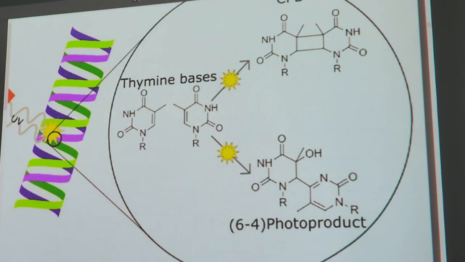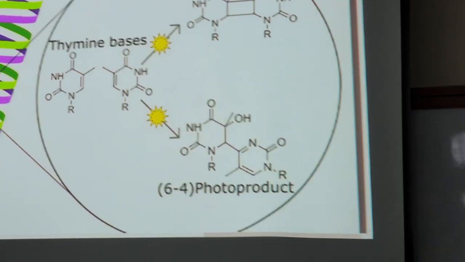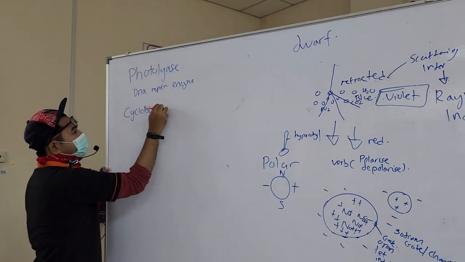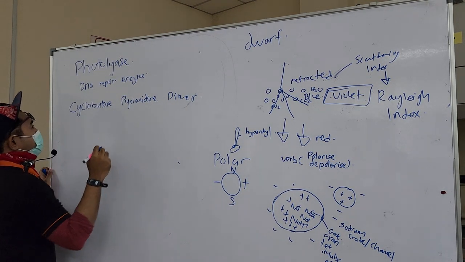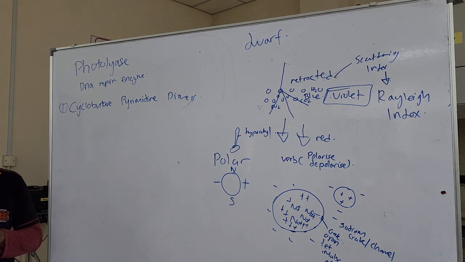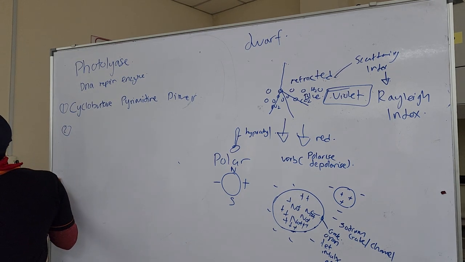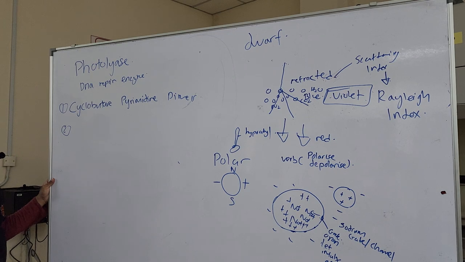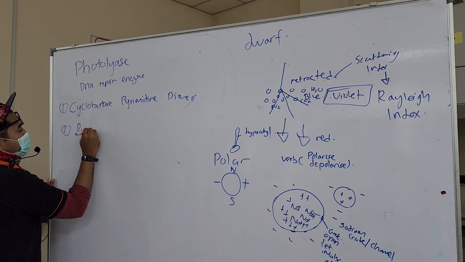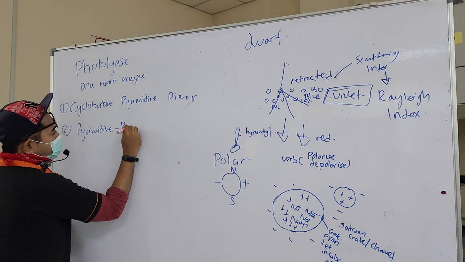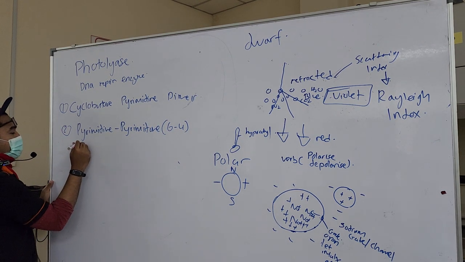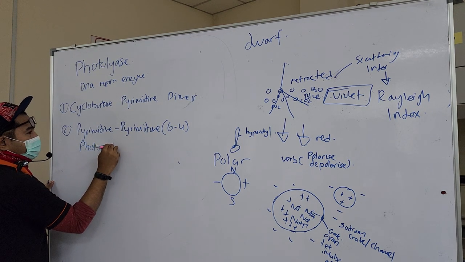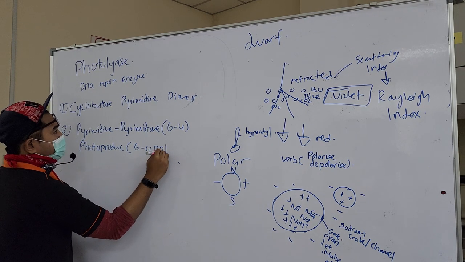CPD stands for, I think, cyclobutane pyrimidine dimer. Oh, that's very long. Cyclobutane pyrimidine dimer. So this is the first product of the UV attack. And the second one, what is this? The 6-4 photo product. Let me see whether I can recall that or not. Pyrimidine, pyrimidone, 6-4. The name is so long. Photo product, 6-4 PP. Yeah.